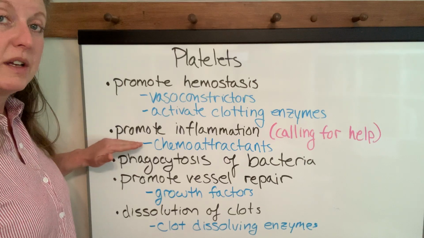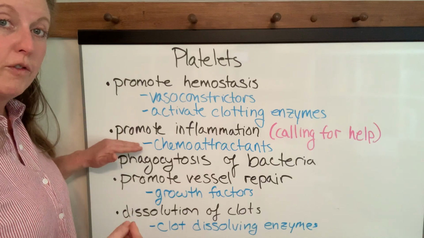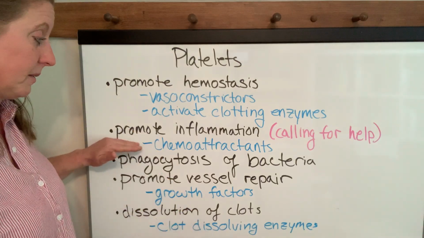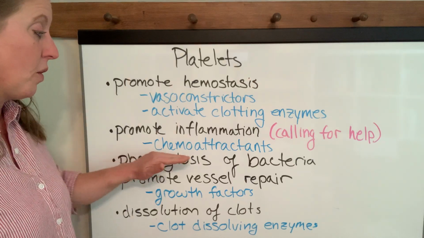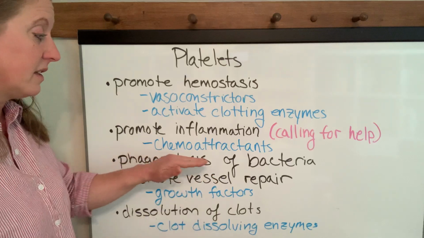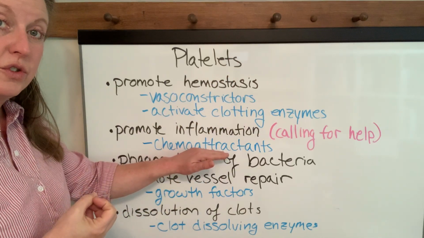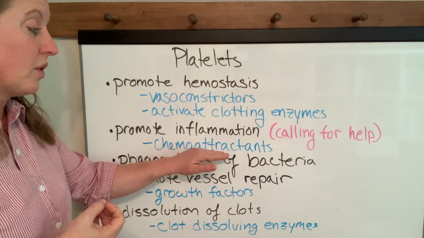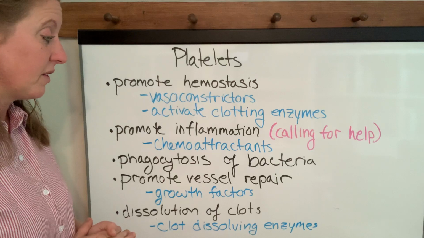Platelets also promote inflammation. Inflammation is the way to call for help from the immune system. And platelets do this by secreting something called chemoattractants. Chemo means that it's secreting a chemical substance, and attractant means that it is attracting other white blood cells to the wounded area in order to fight off any pathogens that may have entered during the vessel wound.